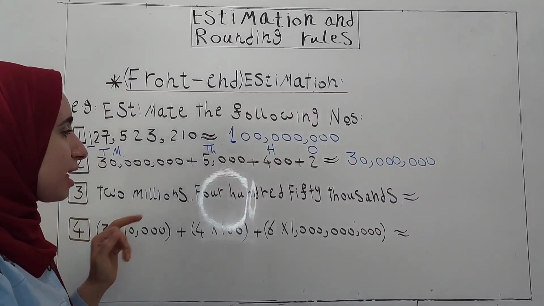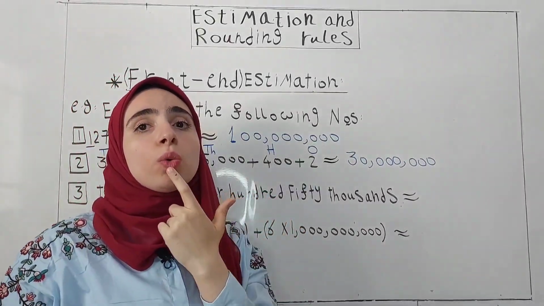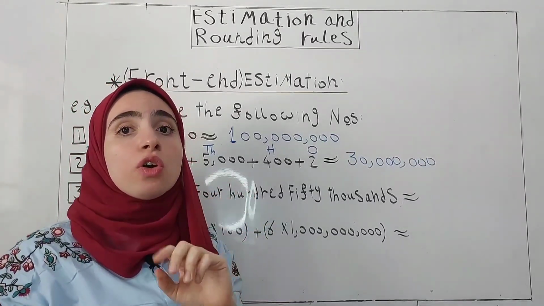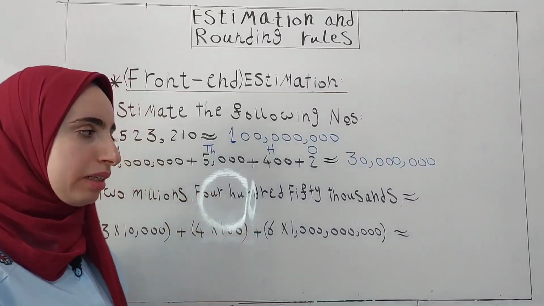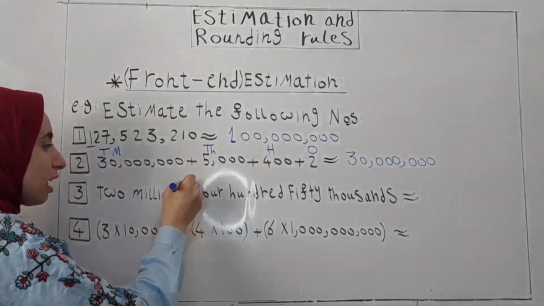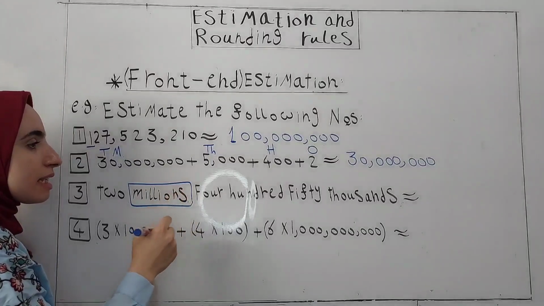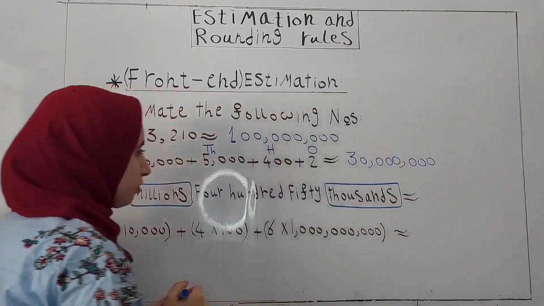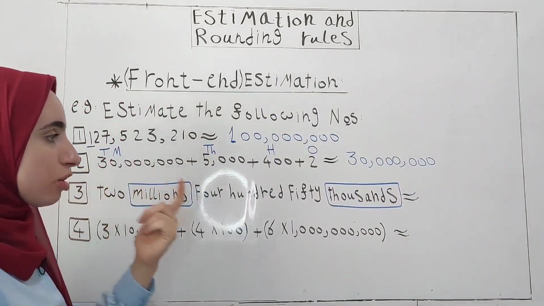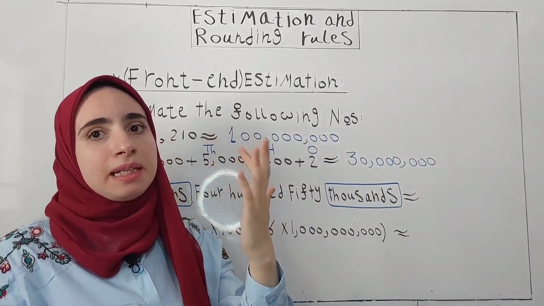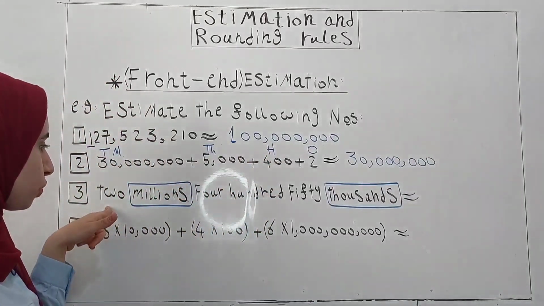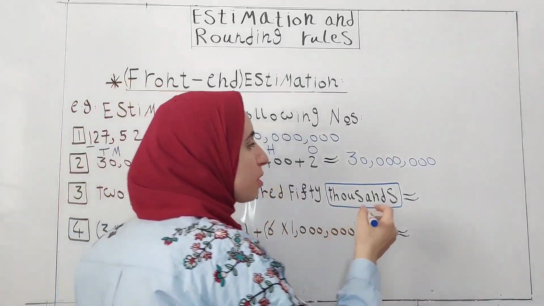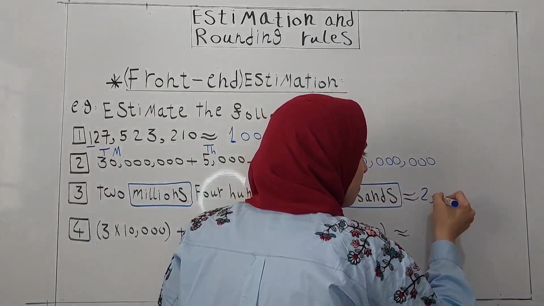The third number is written in word form. When we have a number written in word form, circle the name of each family. So we make a circle on millions. Then we make a circle on thousand. And we search for the digit in the highest place. We found the digit 2 is in the millions place. So this number approximately equals 2 million.